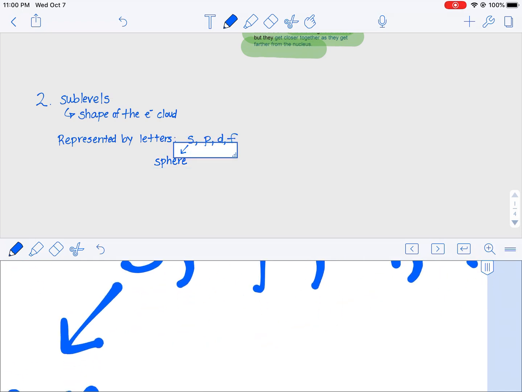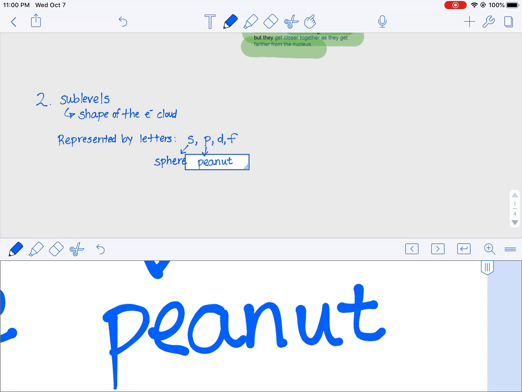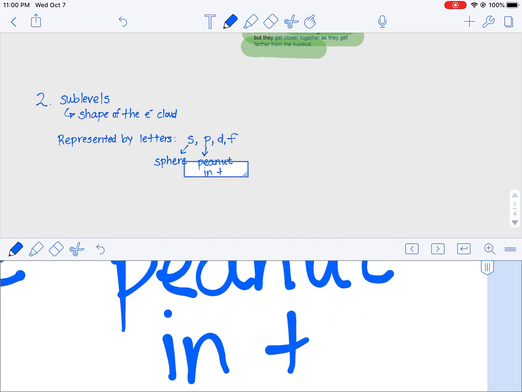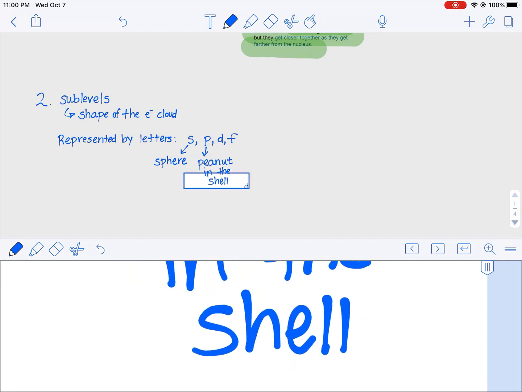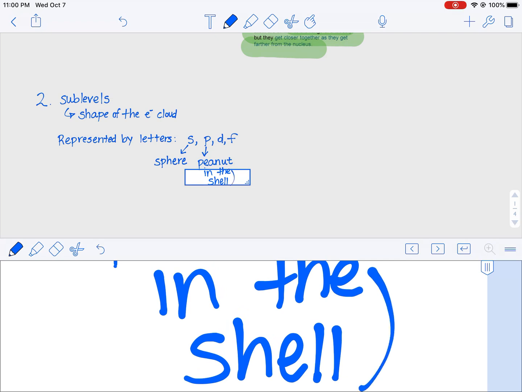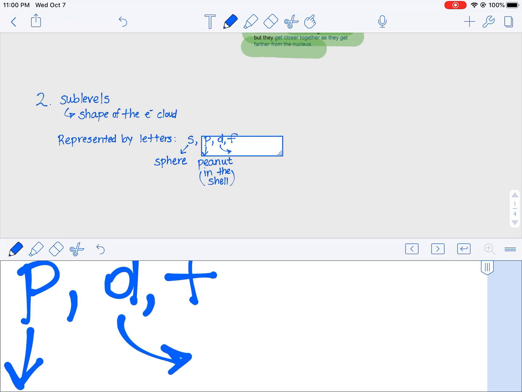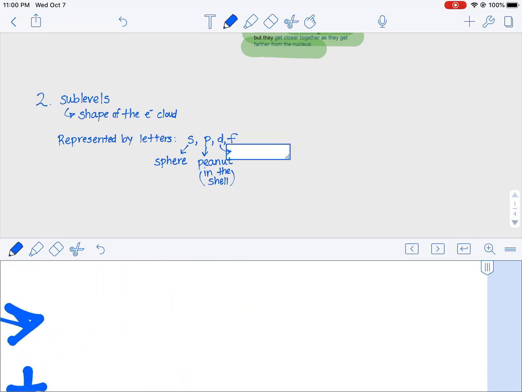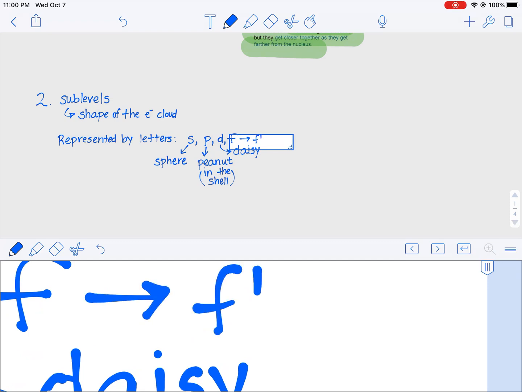The P is going to be described as a peanut shape, meaning in the shell. The D and the F get a little overlapping. People call the D sublevels daisies and the F sublevel flowers.